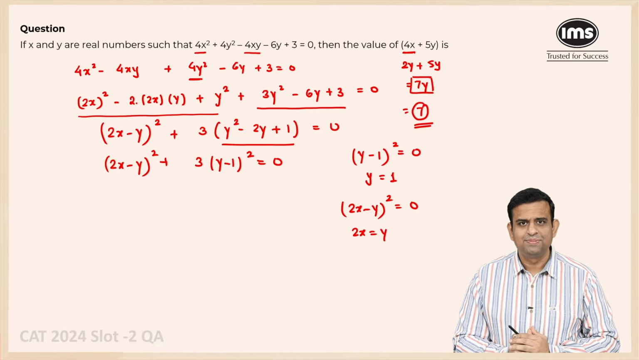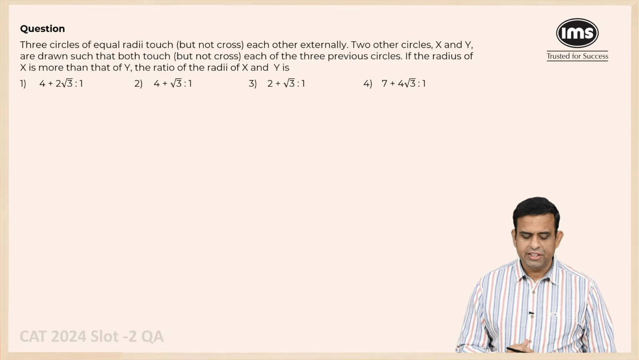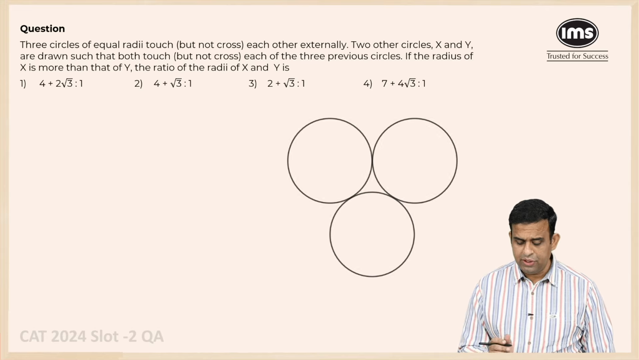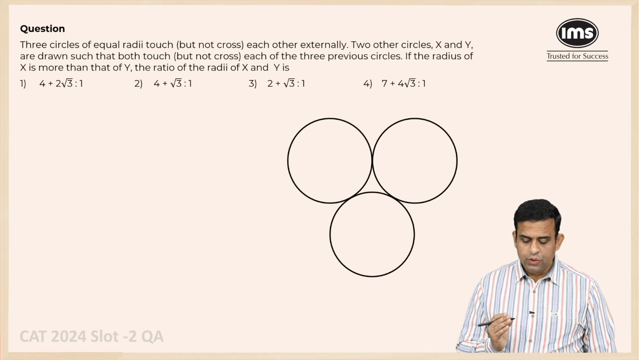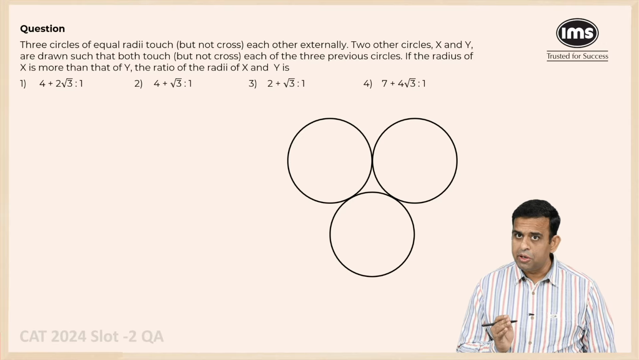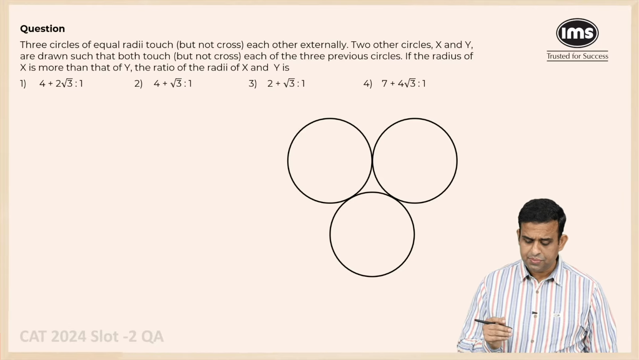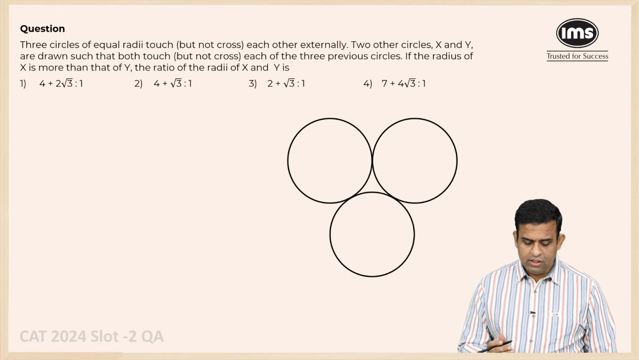In the next sum, it clearly says 3 circles of equal radii touch but do not cross each other externally, something of this kind. 2 other circles, x and y, are drawn such that both touch but do not cross each of the 3 previous circles. If the radius of x is more than that of y, then find the ratio of the radii of x and y.